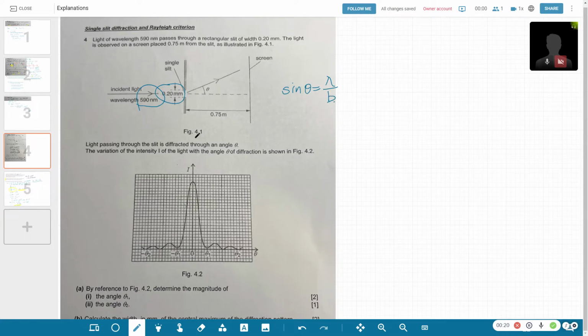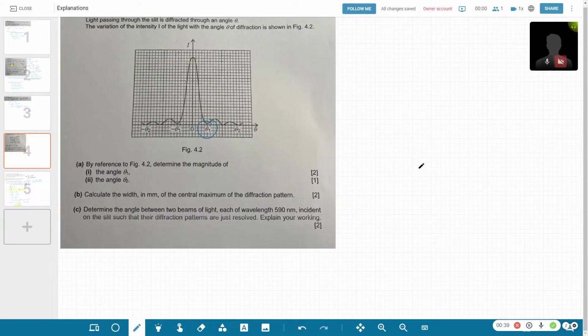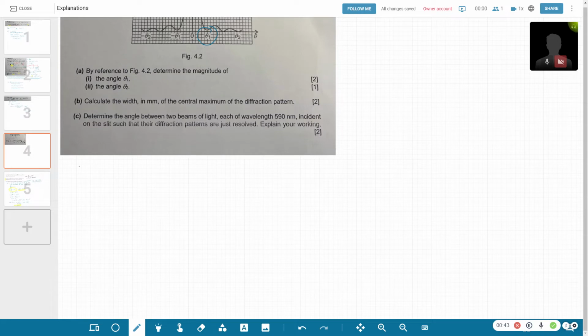So the light that is passing through and the variation of the angle is shown in figure 4.2. It's given to you as the single slit diffraction pattern. Determine the magnitude of theta 1. You can see that theta 1 is actually the first order minimum, so it's pretty straightforward. I will just write at the bottom. For part A1, sin theta 1 equals lambda over b. First order, so nothing very special.